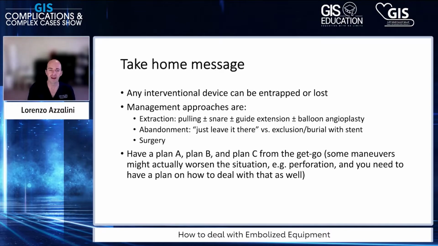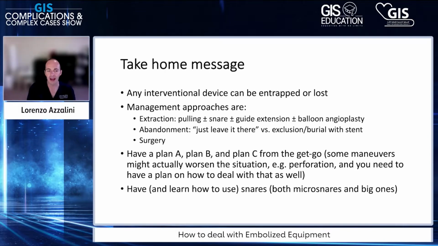Importantly, we should have from the very beginning a plan A, B, and C, because some maneuvers that we do, for example, pulling energetically a trapped burr, can actually worsen the situation and cause a second complication, like a perforation. So we should also be able to foresee that occurrence and deal with it. And especially in this particular area, I would recommend having in our cath labs, and learning how to use, snares, both small micro snares and big ones.